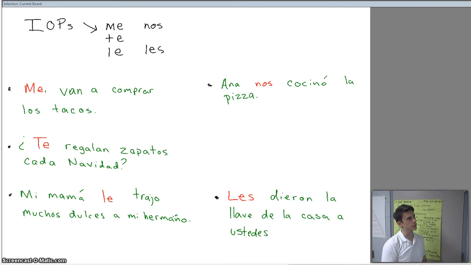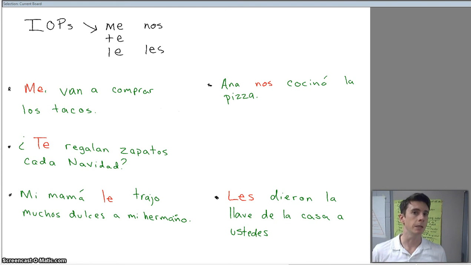Alright? So let's take a look at these 5 IOPs that you have. They should look really familiar because they're the same pronouns that you used with gustar. Me, te, le, nos, les. Let's take a look at them in example sentences. Alright, so in red you will see your IOP. Me van a comprar los tacos.